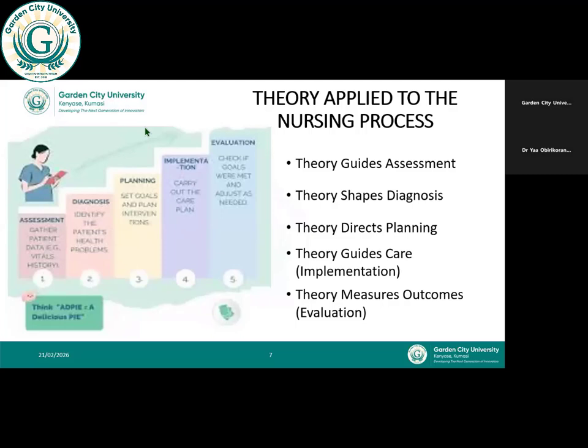Can my patient take her medications by herself? If the patient is able to do that, then yes, I will do physical assessment.